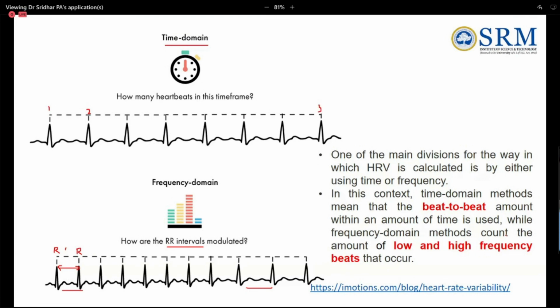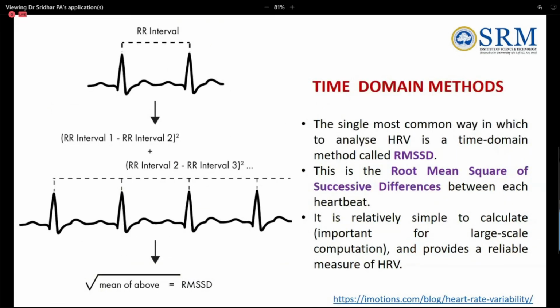Frequency methods count the amount of low and high frequency. It means I can say how many beats are very close and how many are very far. So this frequency will give you that, based on the methods. You need to find the frequency domain methods, which count how many are low and high frequency beats. So it's not only about the heartbeat, but how it differs when looking into a different domain. This is where the research is going on, in how it is being advanced.